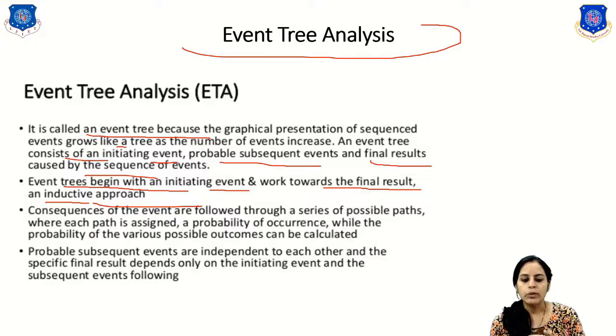Okay, so the subsequent events are independent of each other, and the specific final result depends only on the initial event and the subsequent events which follow, right? So this is the event tree analysis. Okay, I hope you all understood about the various methods for hazard identification, right?